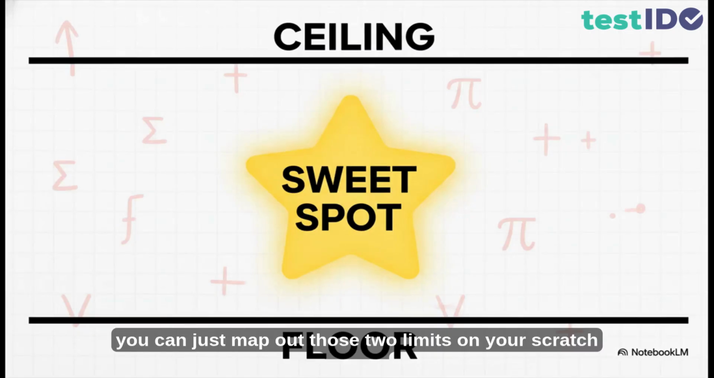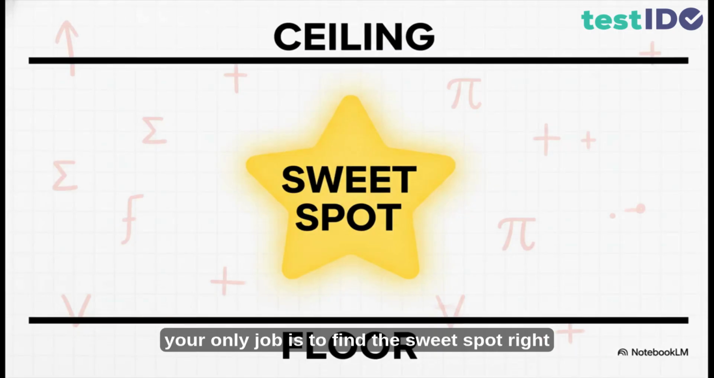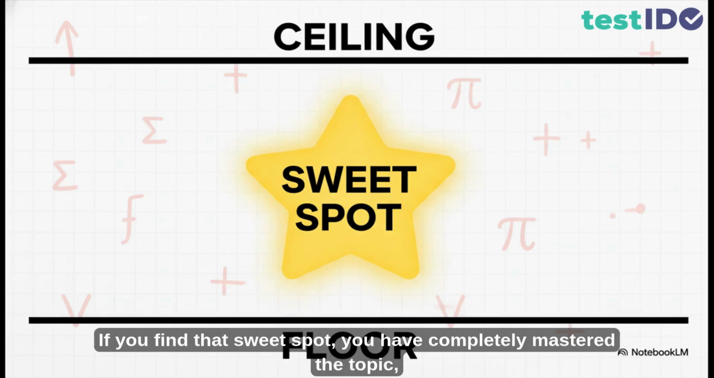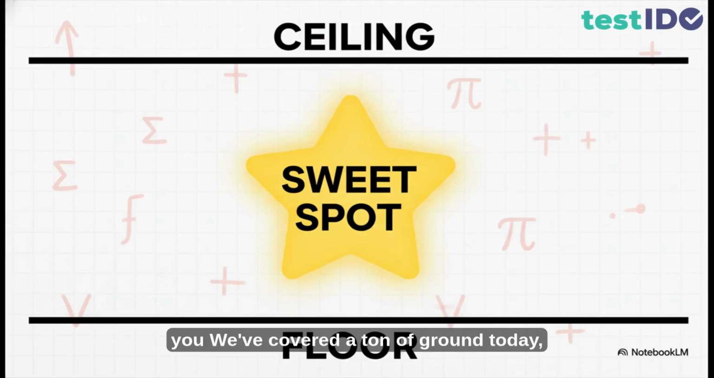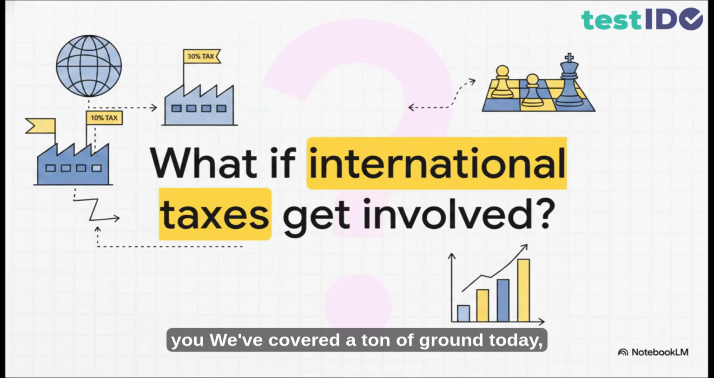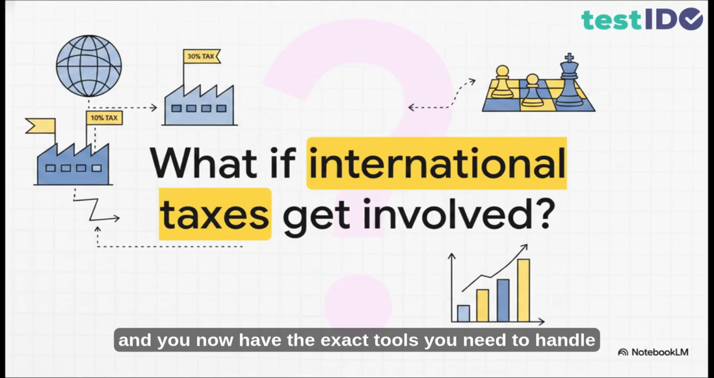If you can just map out those 2 limits on your scratch paper, your only job is to find the sweet spot right between the buyer's ceiling and the seller's floor. If you find that sweet spot, you have completely mastered the topic, and you are going to absolutely nail those exam questions. We've covered a ton of ground today, and you now have the exact tools you need to handle this internal tug-of-war for the CMA Part 1 exam.